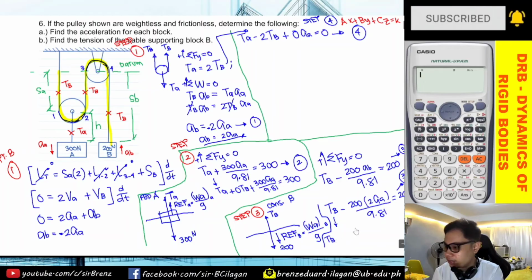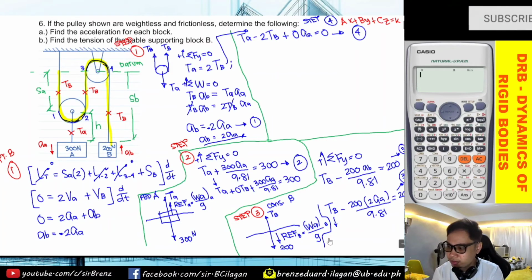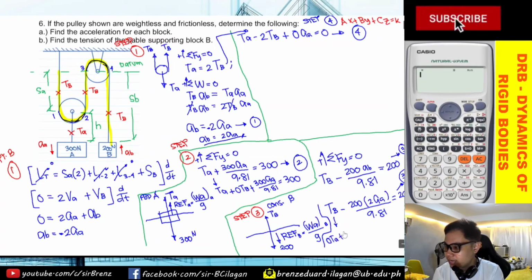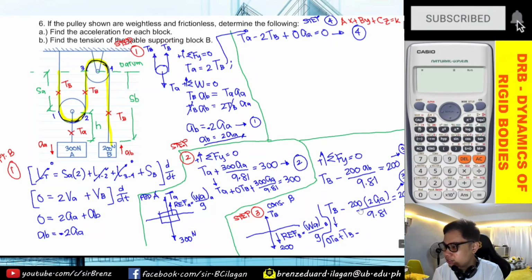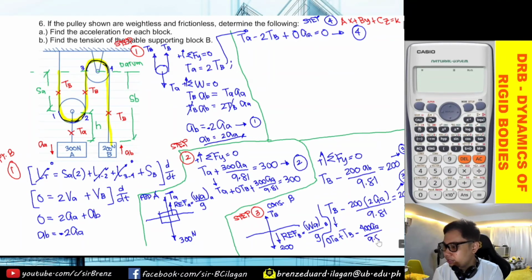Sorry, t sub A muna. So kung t sub A yung una, so 0, kasi wala naman siyang t sub A, plus t sub B, and then minus, i-multiply ko na to, 200 times 2 is 400 a sub A over 9.81, so equals to 200. So I think kasya na siya.